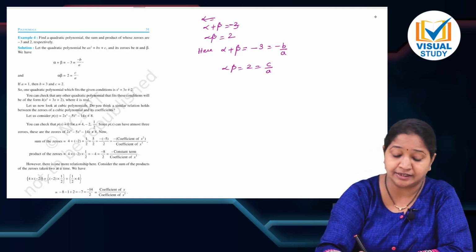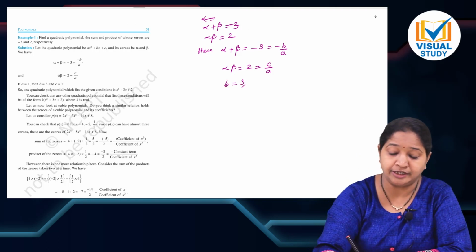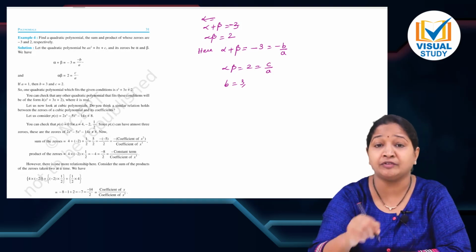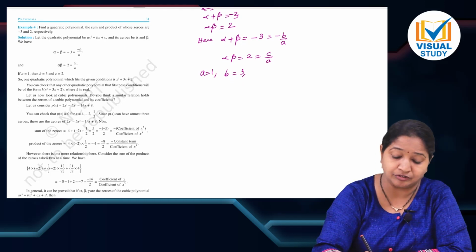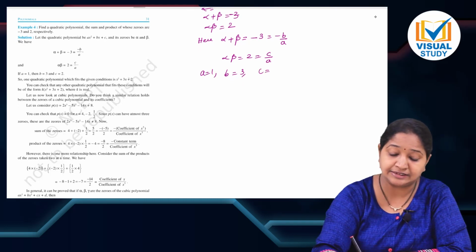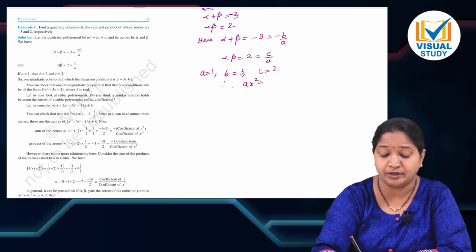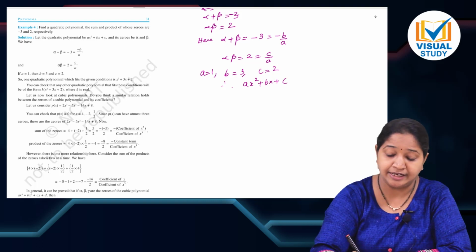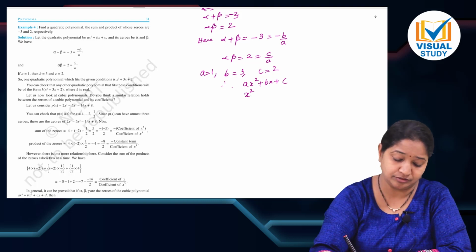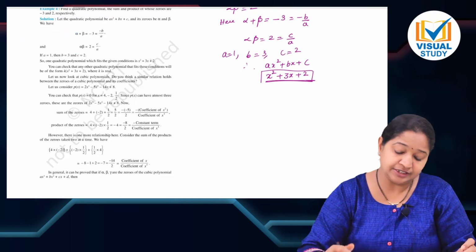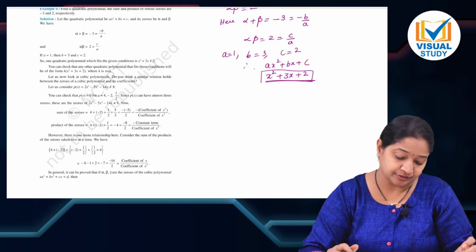From this we can see that b is equal to 3, a is 1. If nothing is there in the denominator, we put it as 1. So here a is equal to 1, b is equal to 3, and c is equal to 2. And what is your standard form? Ax square plus bx plus c. A is 1, x square is x square, b is 3x, and c is 2. So this is how you get the equation. In this way you can get the equation.